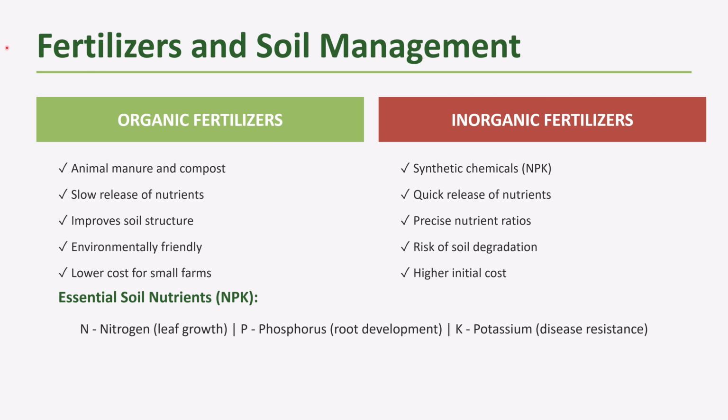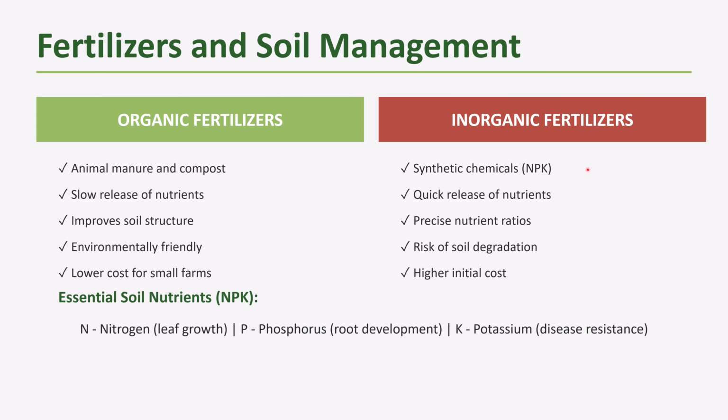Here are the key points. Animal manure and compost, slow release of nutrients, improves soil structure, environmentally friendly, lower cost for small farms. On the right, we have inorganic fertilizers. These are synthetic chemicals designed for a quick release of nutrients.